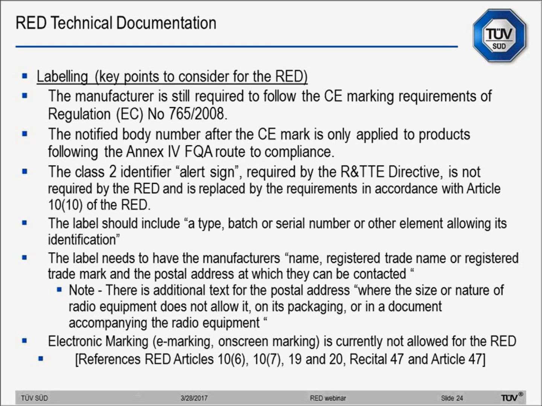However, there is an additional note on the postal address where the size or nature of the radio equipment does not allow it on its packaging or in the document accompanying the radio equipment. So clearly, if the product is physically very small, like a USB dongle, the postal address would be unreadable on it, then it wouldn't be sensible to have it on there.